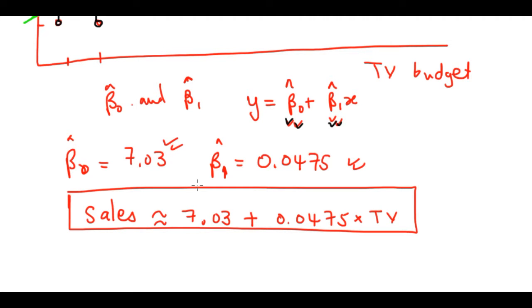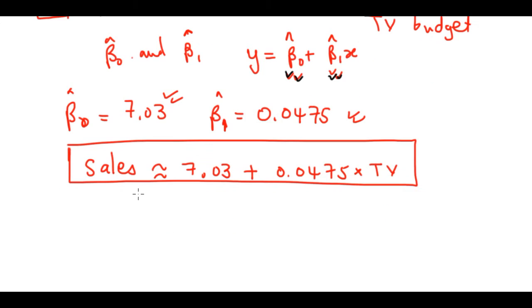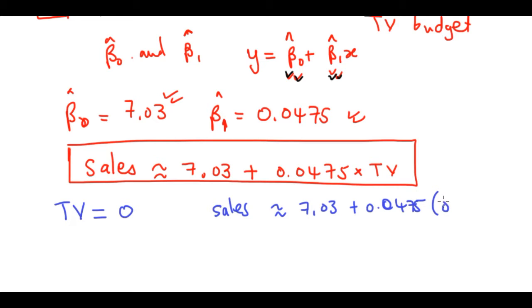Cool. So how do you interpret this equation, this sales equation? What it basically means is, imagine we're not advertising on TV at all. It means our TV budget is zero, right? What happens to our sales? So therefore, our sales will be approximately 7.03 plus 0.0475 times TV, which is zero. So our sales will be 7.03.